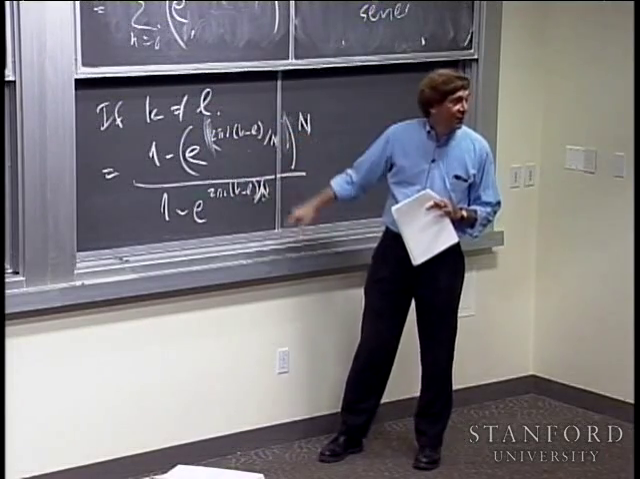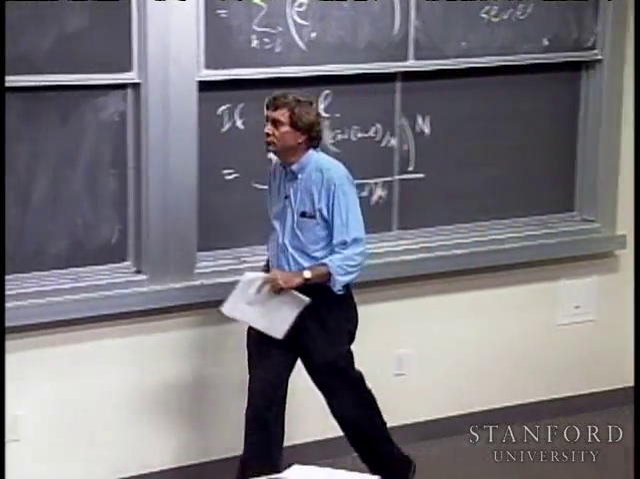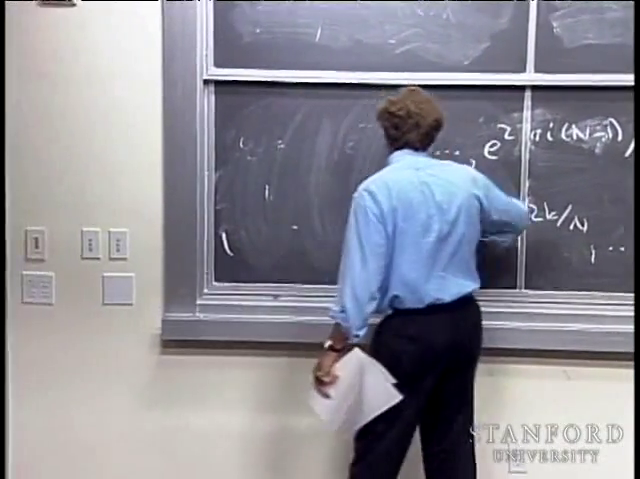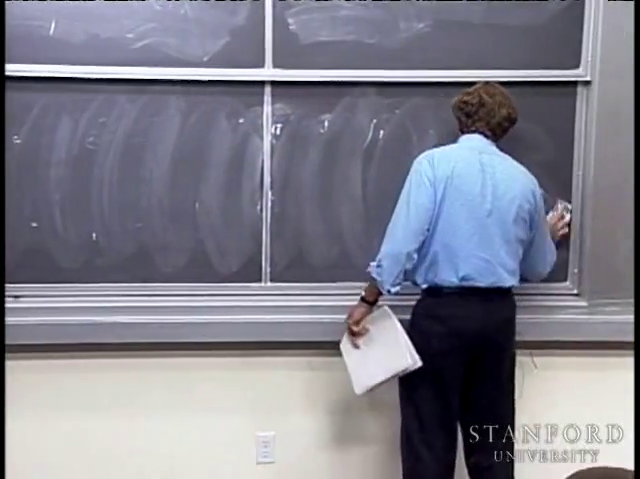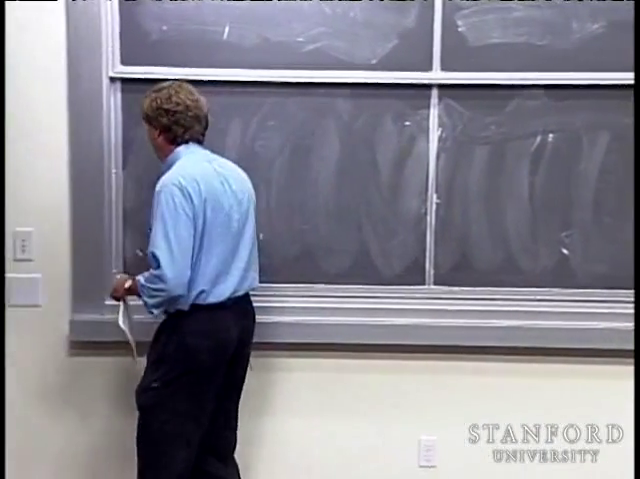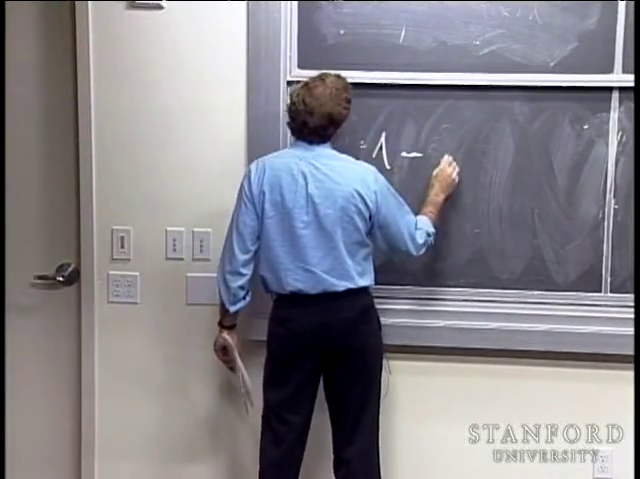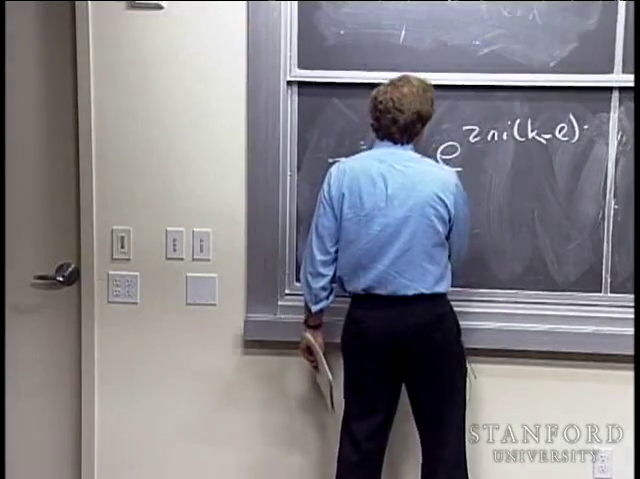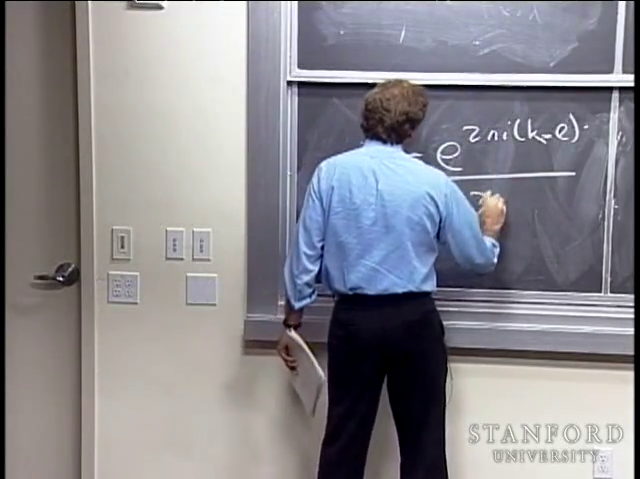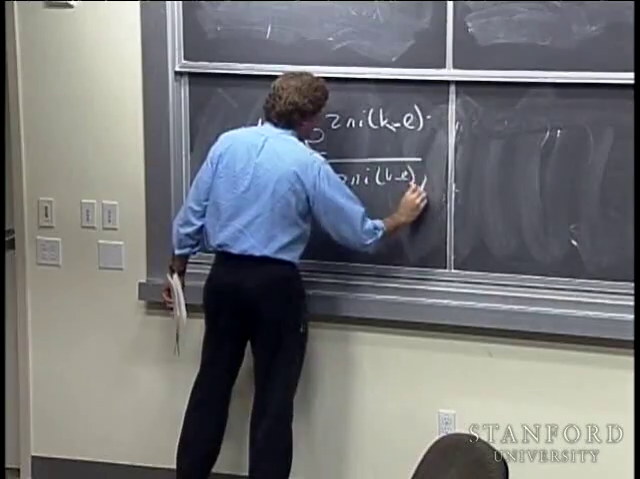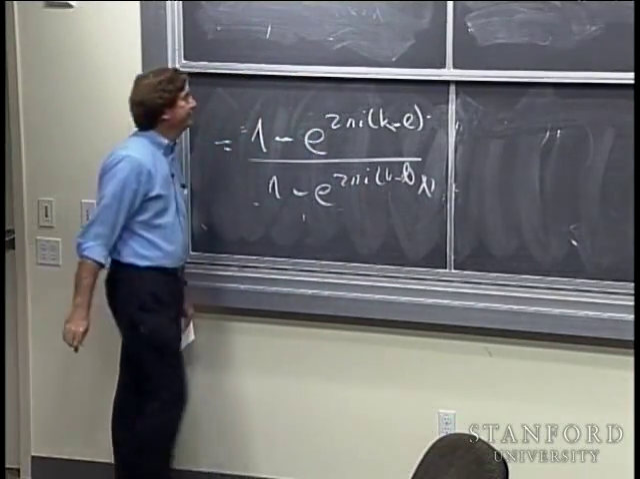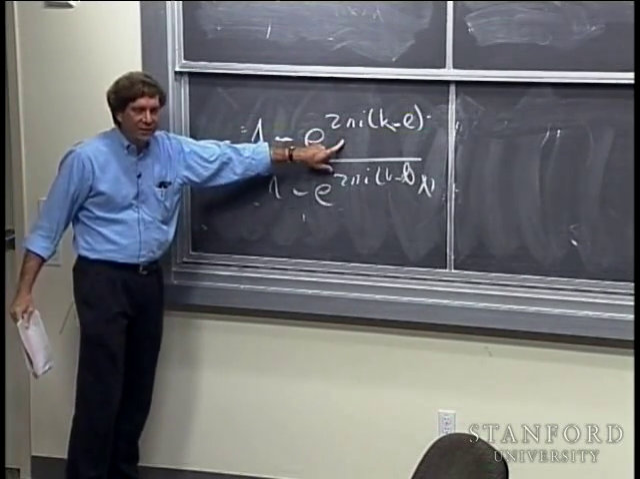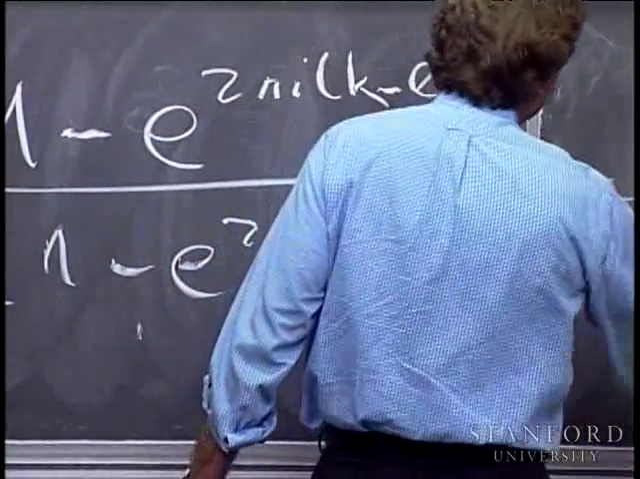But on top, if I raise it to the nth power, it is 1 minus e to the 2 pi i (k minus L), divided by 1 minus e to the 2 pi i (k minus L) divided by n. K minus L is an integer. E to the 2 pi i (k minus L) is 1. So this is 0.